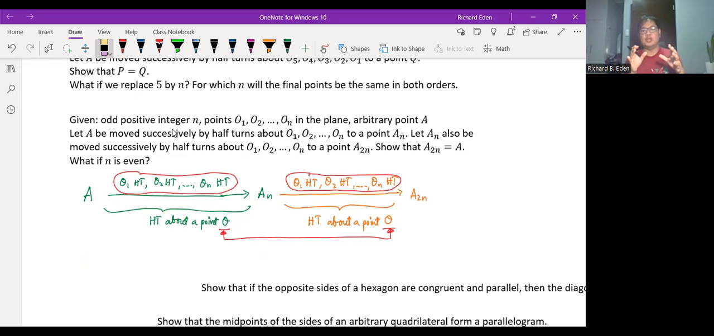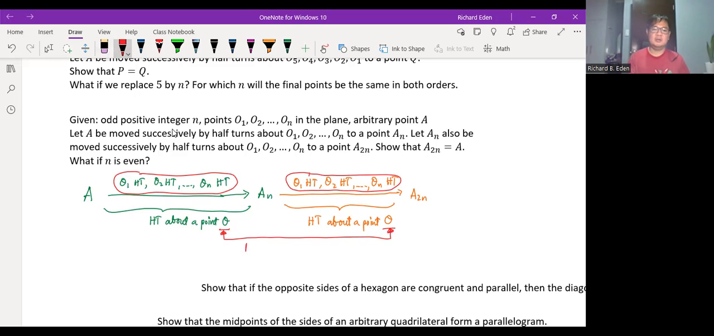It depends only on the half turns themselves. It depends only on O1, O2, and O sub n. And so on the second leg of the set of operations, the ones colored orange, we're doing the same half turns with respect to the same centers in the same order. Therefore, the half turn that is employed in moving A sub n to A sub 2n must be a half turn about the same point O.